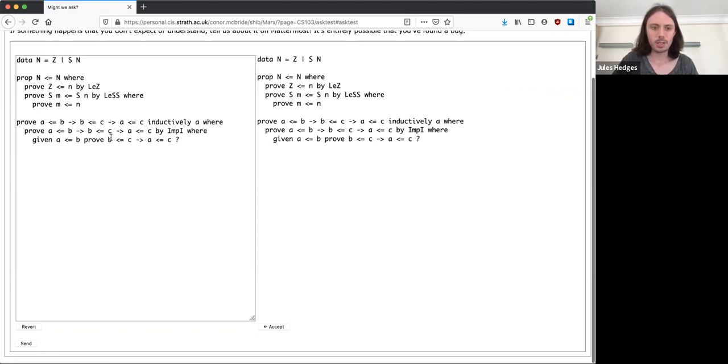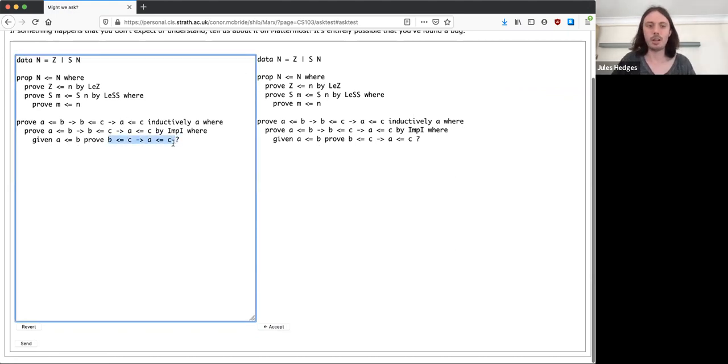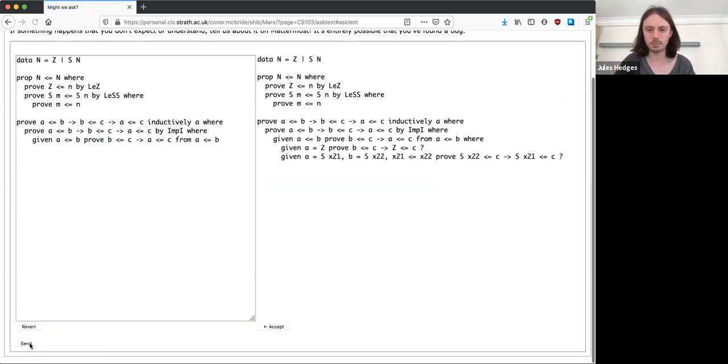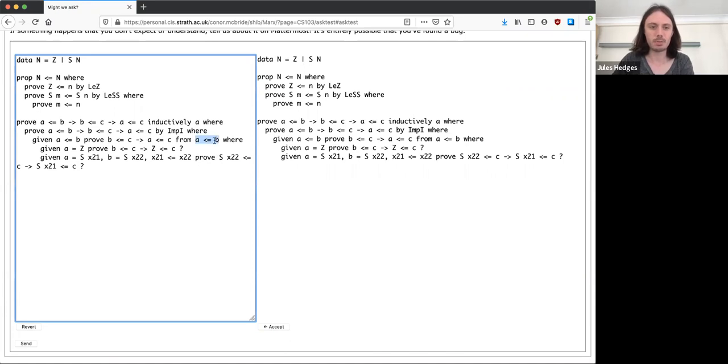Now, at this point, I'm still being asked to prove an implication. So it looks like I should do by imp I again, but it turns out to be a good idea to wait until later to do that. So at this point, I've been given an inequality, A is less than or equal to B. So I'm going to say from it at this point. Now we have the two cases corresponding to whether A less than or equal to B was proven using LEZ or using LESS. Let me quickly do a bit of renaming.